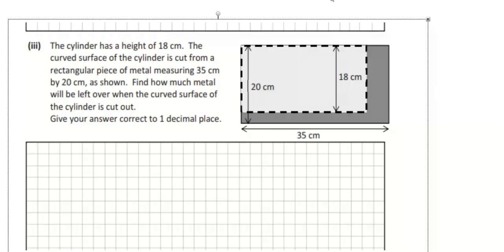The cylinder has a height of 18, and the curved surface of a cylinder is cut from a rectangular piece of metal. Oh, yeah. All right. Got it.